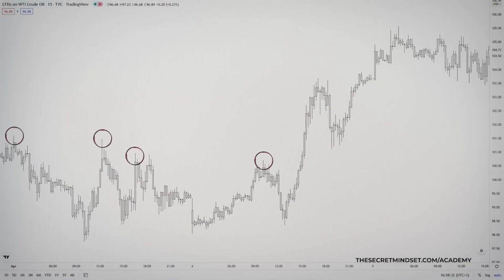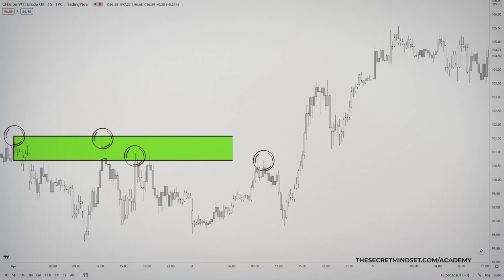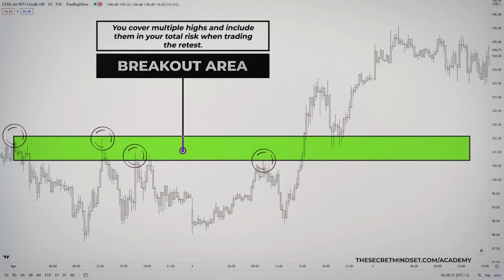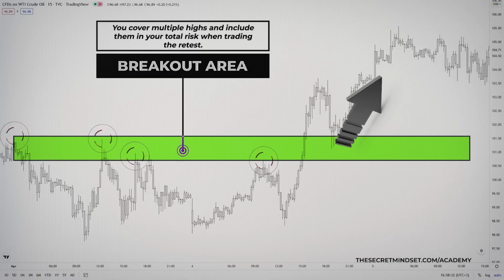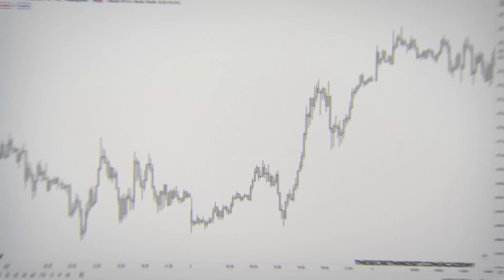If there are several highs, for example, and you mark the level using a line, then you won't be able to know which highs the market is going to return to. By having a zone, you can cover multiple highs and include them in your total risk when trading the retest.